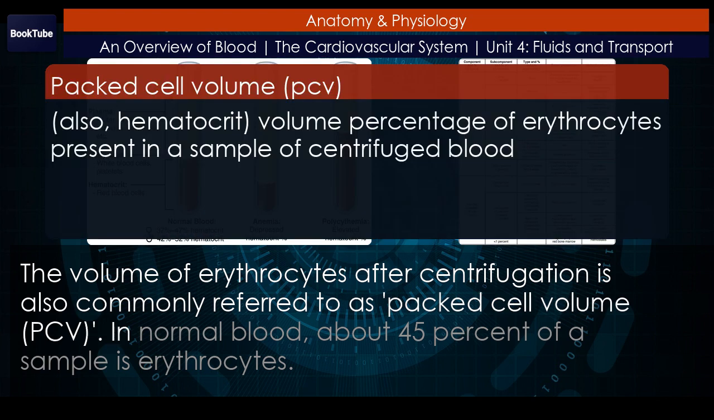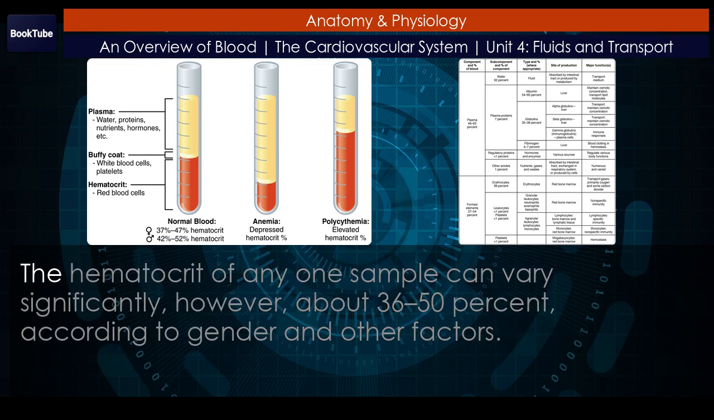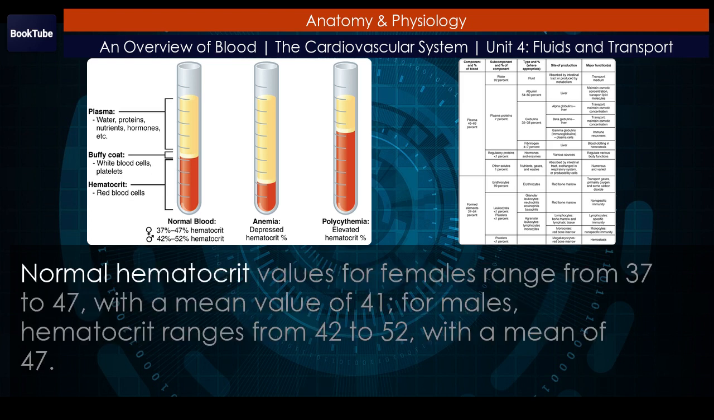PCV. In normal blood, about 45% of a sample is erythrocytes. The hematocrit of any one sample can vary significantly, however, about 36 to 50%, according to gender and other factors. Normal hematocrit values for females range from 37 to 47, with a mean value of 41. For males, hematocrit ranges from 42 to 52, with a mean of 47.